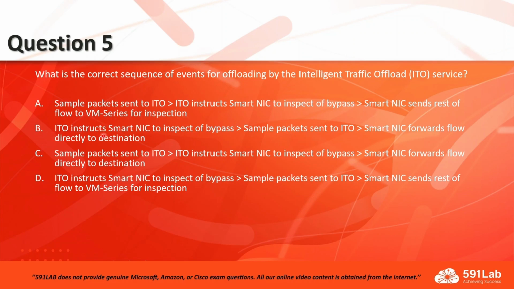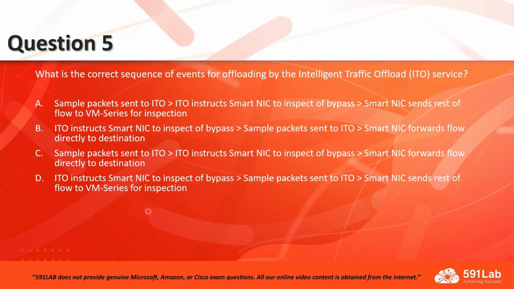Or B, ITO instructs Smart NIC to inspect or bypass, sample packet sent to ITO, Smart NIC forwards flow directly to destination. Or C, sample packet sent to ITO, ITO instructs Smart NIC to inspect or bypass, Smart NIC forwards flow directly to destination. Or D, ITO instructs Smart NIC to inspect or bypass, sample packet sent to ITO, Smart NIC sends the rest of the flow to the VM-Series for inspection.